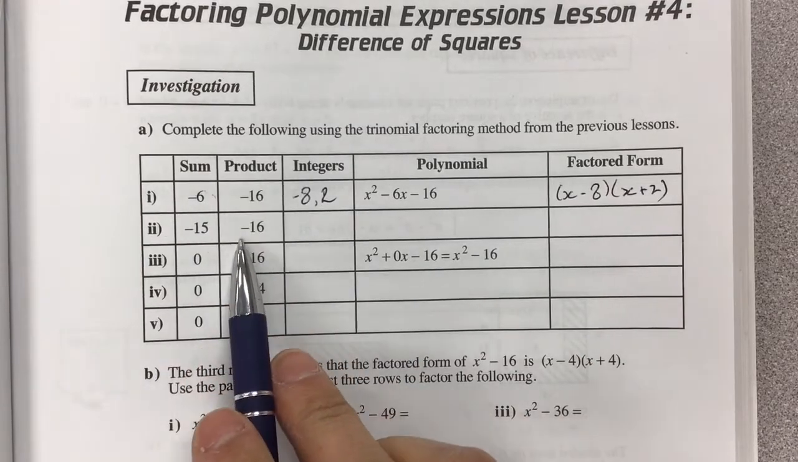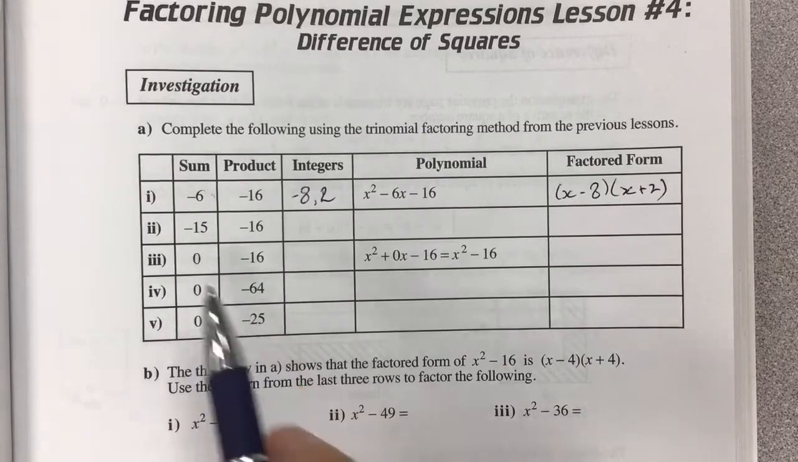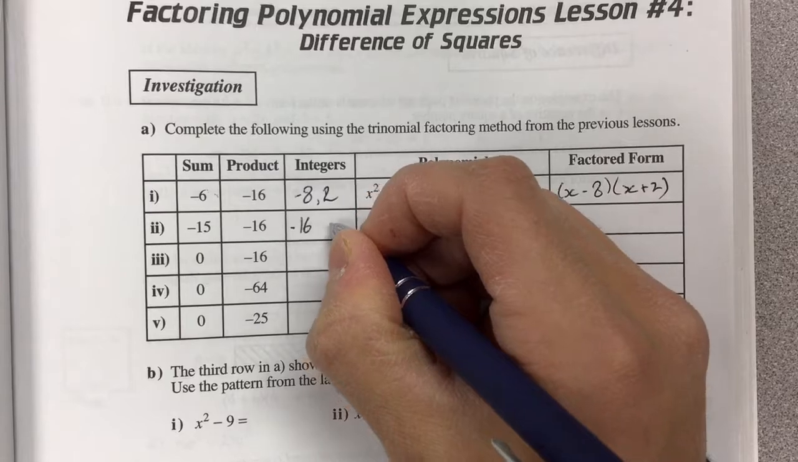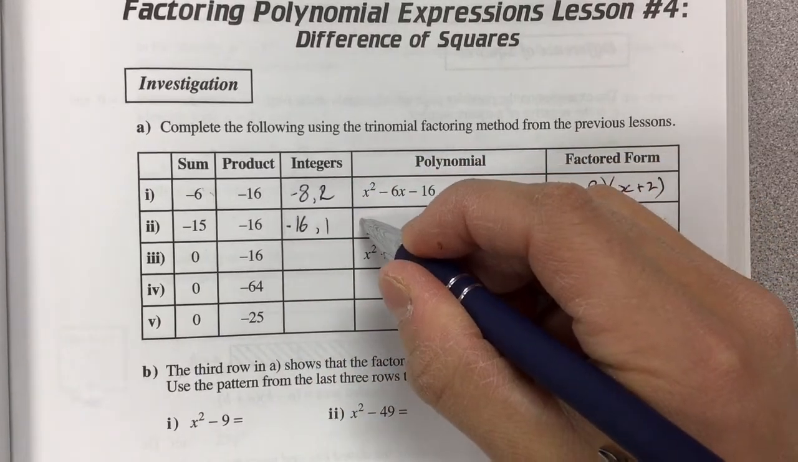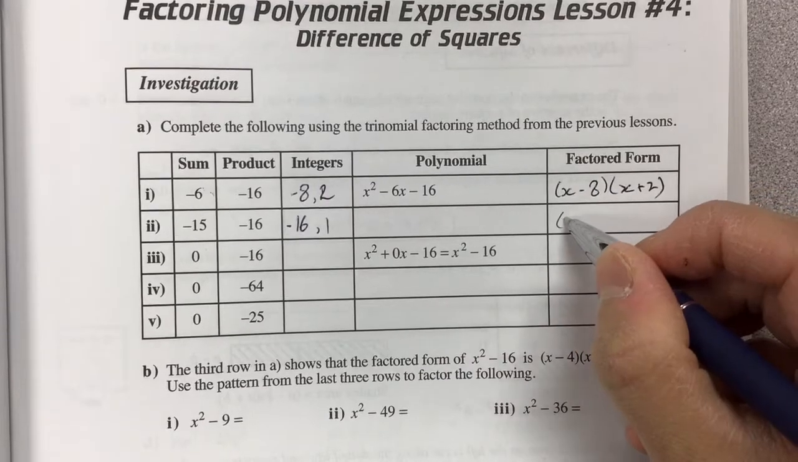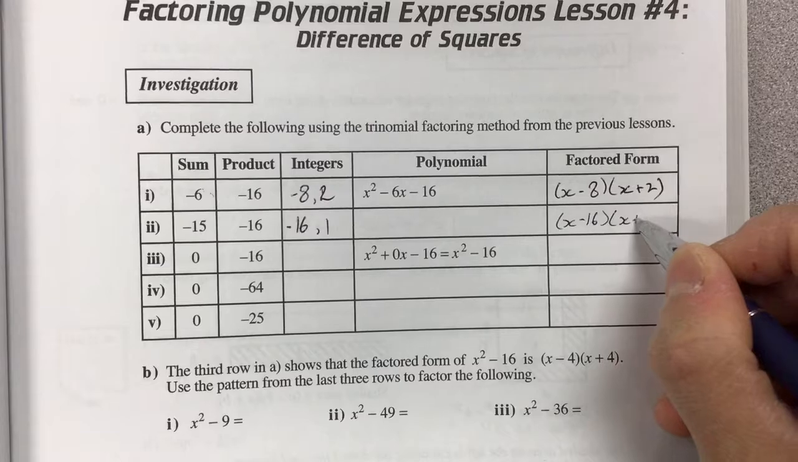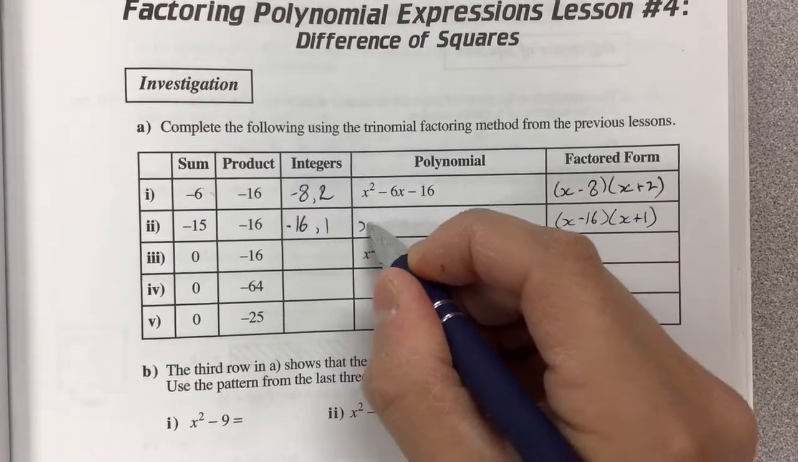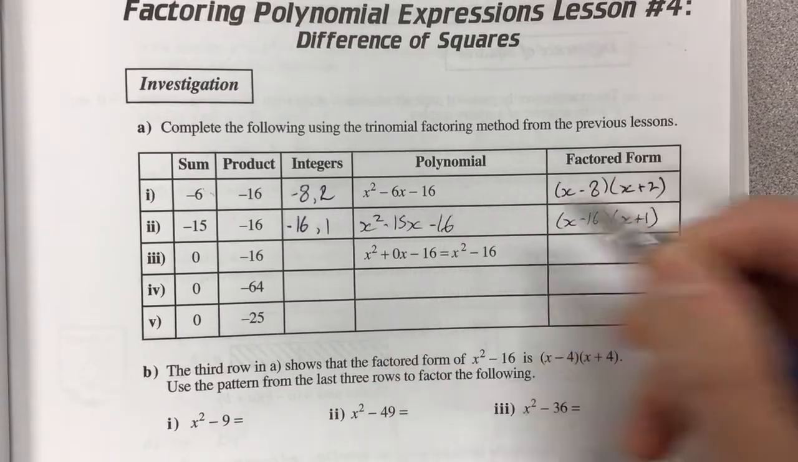For a product of negative 16 and a sum of negative 15, we're looking at negative 16 and positive 1. Something like this would have a factored form, first of all, of x minus 16 and x plus 1. And then when we expand this, we get x squared minus 15x minus 16.